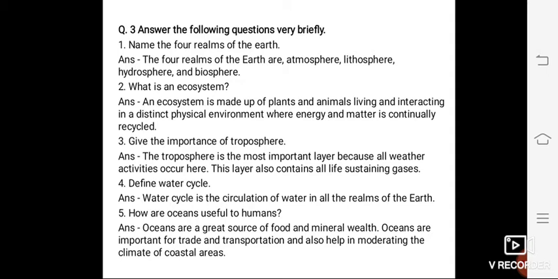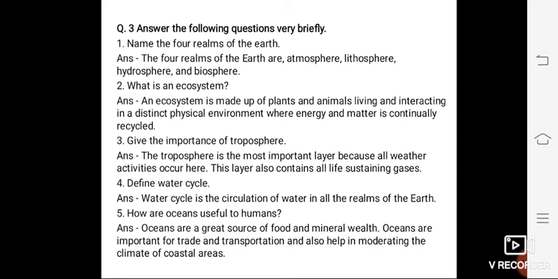Second, what is an ecosystem? Yes, an ecosystem is made up of plants and animals living and interacting in a distinct physical environment where energy and matter is continually recycled. Third, give the importance of troposphere. What is the importance of troposphere, student? The troposphere is the most important layer because all weather activities occur here, right? And this layer also contains all life sustaining gases.